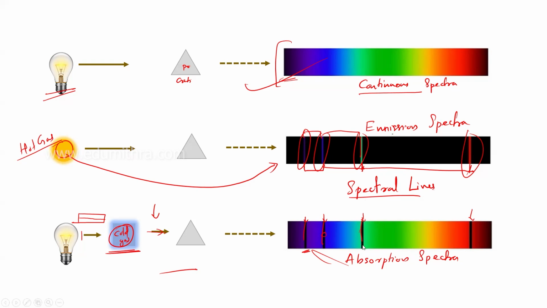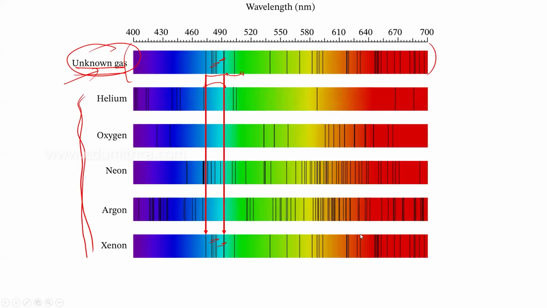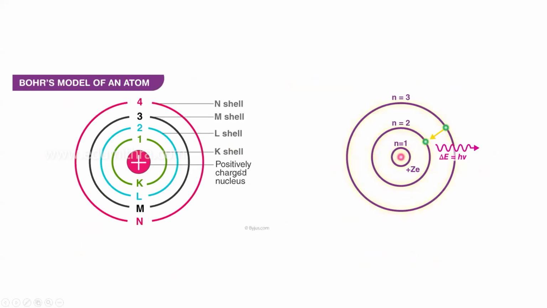So that is why it is called an absorption spectrum. I hope it is clear. I will show you some diagrams. So it is something like this. The electrons can jump from a higher energy to a lower energy so that it can emit.